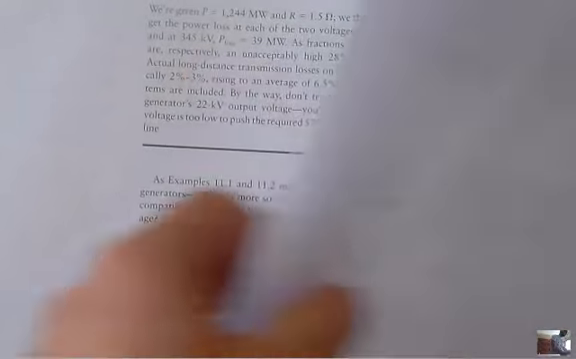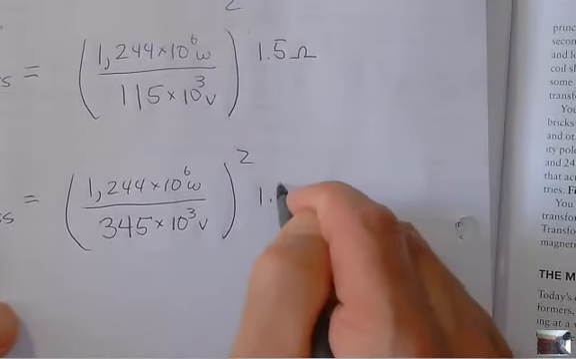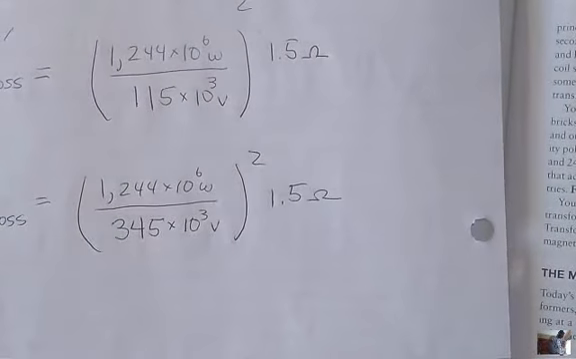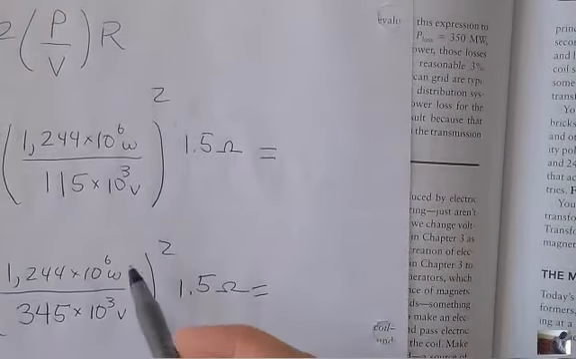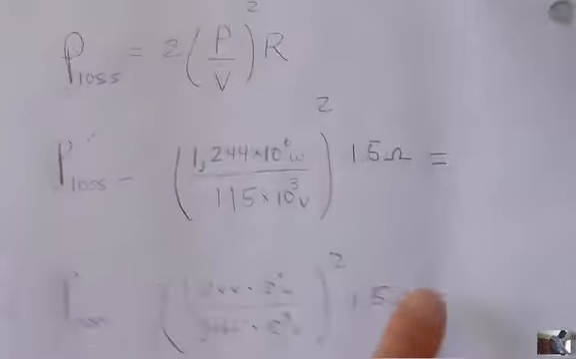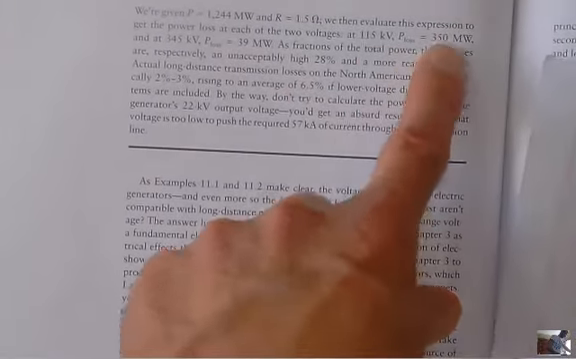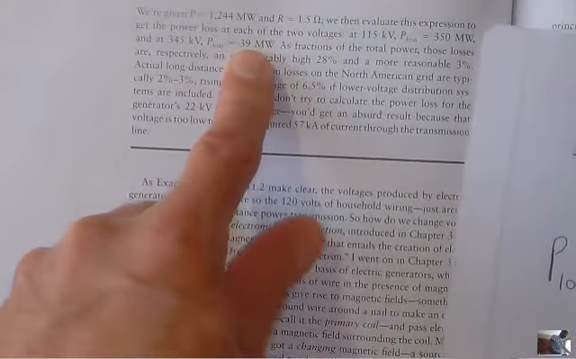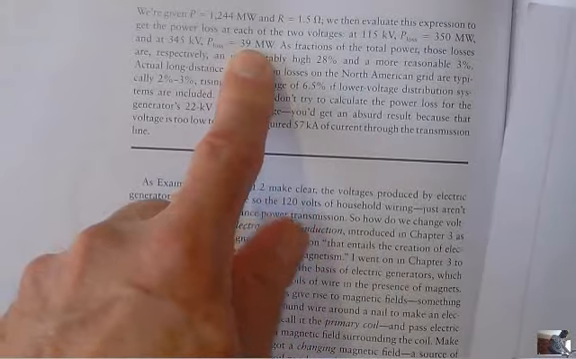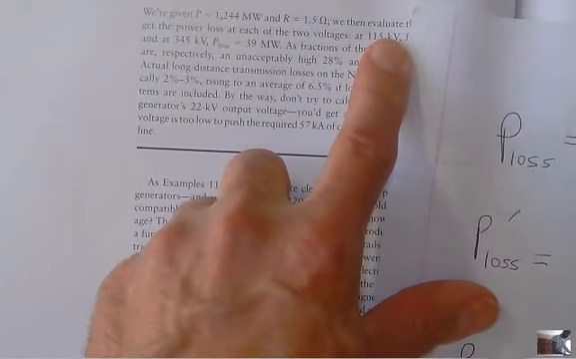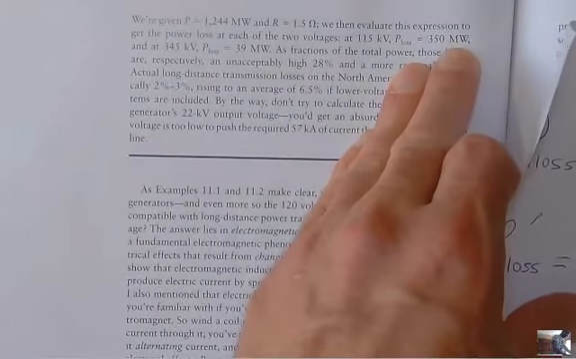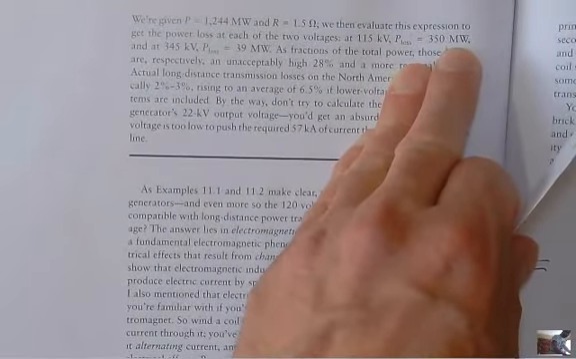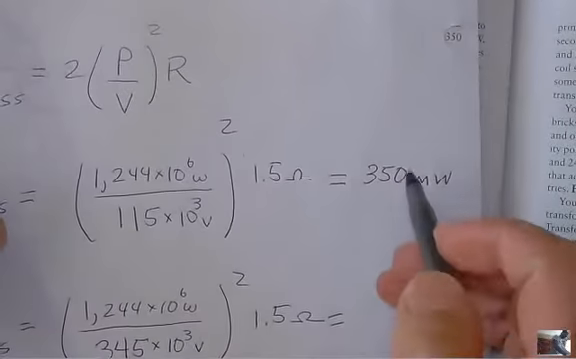And again, multiply by 1.5 ohms. Okay? If I do these 2 calculations, right? When you square something, it makes a huge difference. I do these 2 calculations. This one, the first one, loses 350 megawatts of power. That's what the loss comes out.